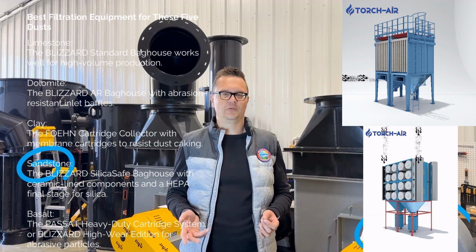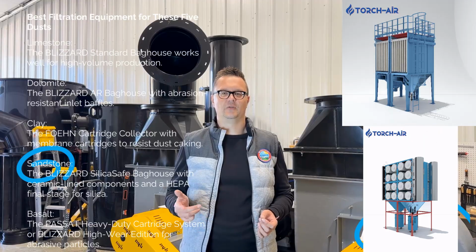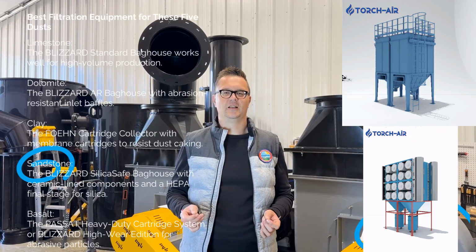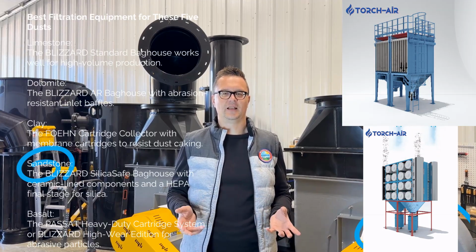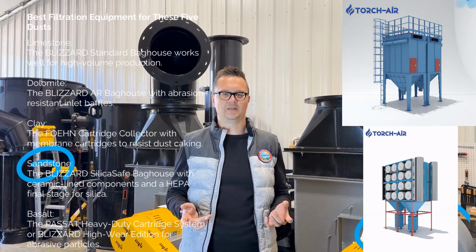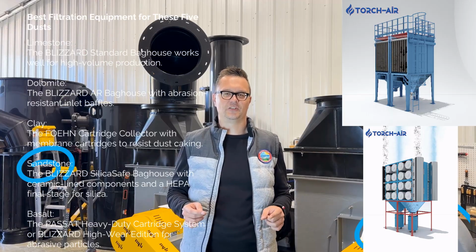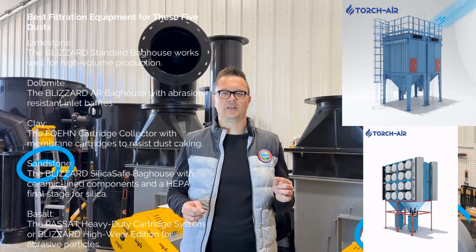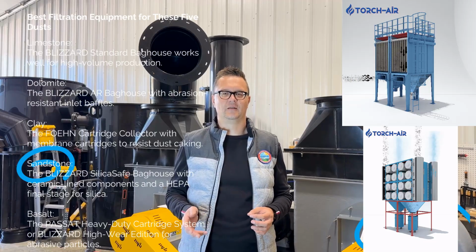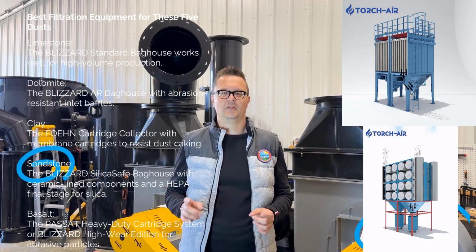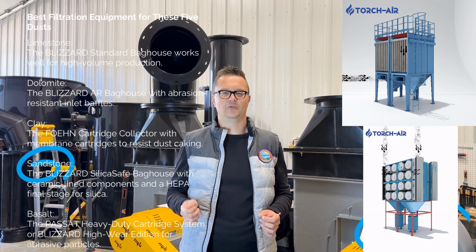Best filtration equipment for these 5 dusts. Torch Air uses different collector types depending on dust characteristics. Limestone, the Blizzard standard. Baghouse works well for high-volume production. Dolomite, the Blizzard AR Baghouse with abrasion-resistant inlet baffles. Clay, the Fabrication cartridge collector with membrane cartridges to resist dust caking. Sandstone, the Blizzard silica-safe baghouse with ceramic-lined components and a HEPA final stage for silica. Basalt, the Basalt heavy-duty cartridge system or Blizzard Highwear edition for abrasive particles. 5 materials, 5 filtration strategies.